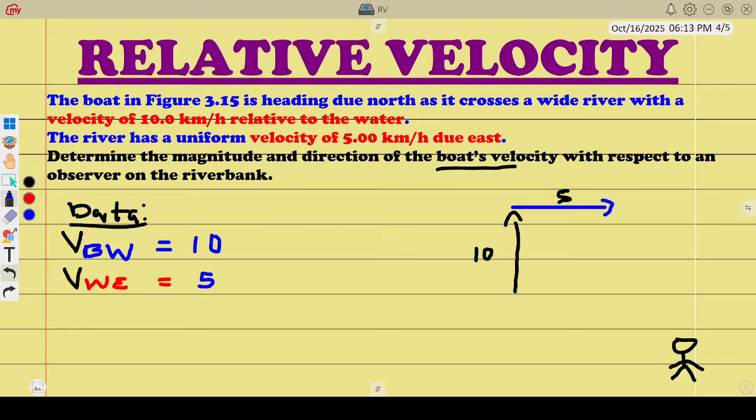Okay, and then now the question is, what is the boat's velocity? The velocity of the boat, so VB, with respect to the earth, someone who is just down on the earth, what is their velocity?